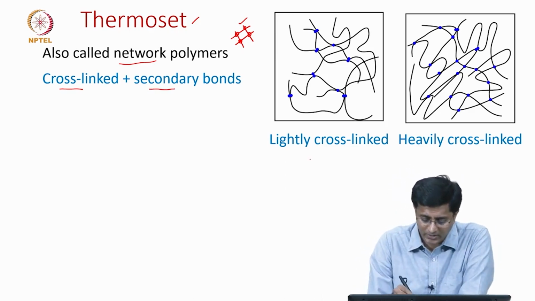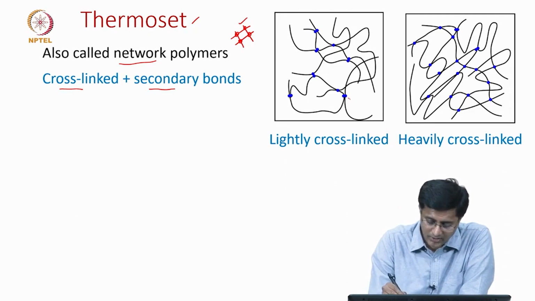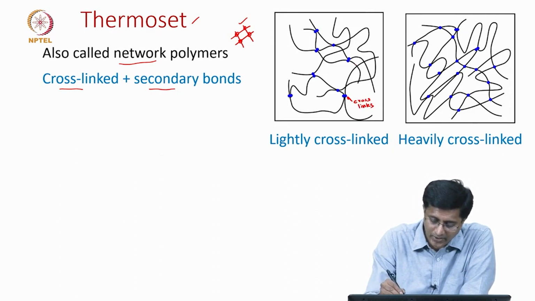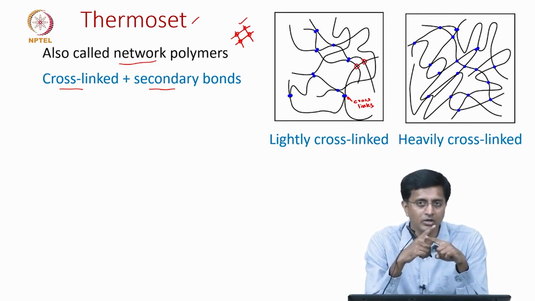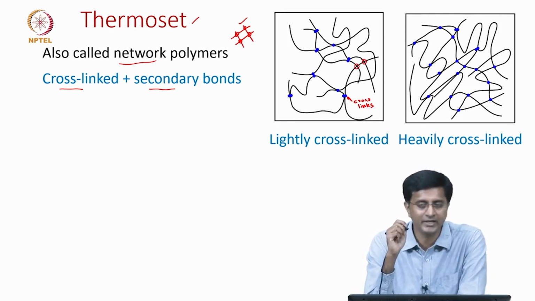So let us look at this example of a lightly cross-linked polymer, where we are showing here these are the cross-links, but in addition to these cross-links we also have secondary bonds in places like this, where there is a crossover of the chains and there is a secondary bond binding them together.